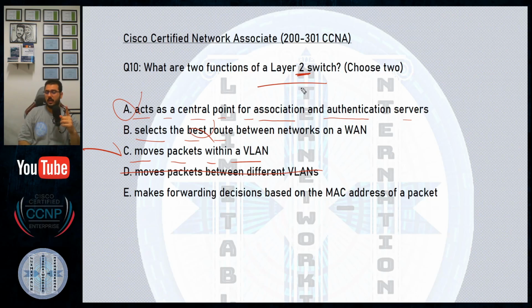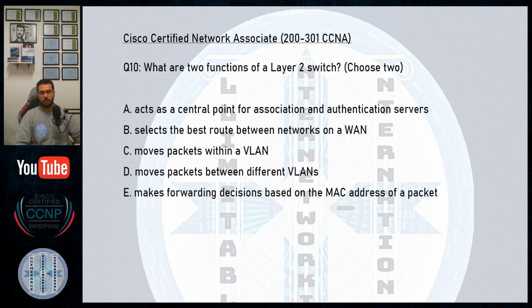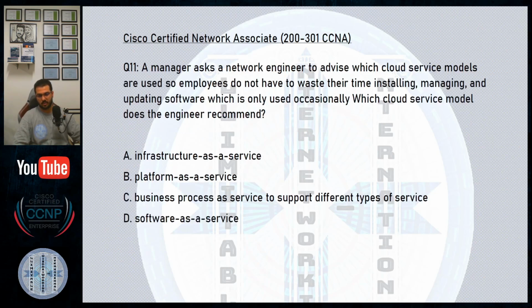One of them used a layer 3 switch with the SVI method. The other one used a router with a ROAS. So D will never be correct. Makes forwarding decisions based on MAC addresses of packet. Packets do not carry MAC addresses, but it will definitely be encapsulated in a frame, and that frame has the destination MAC address. Only C and E are applicable to be chosen for this question.